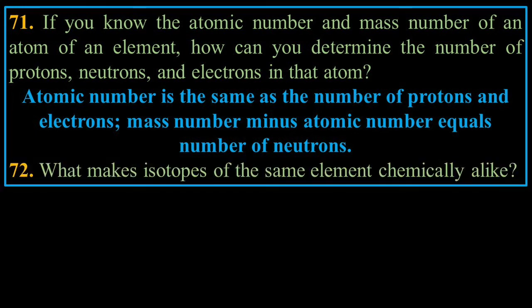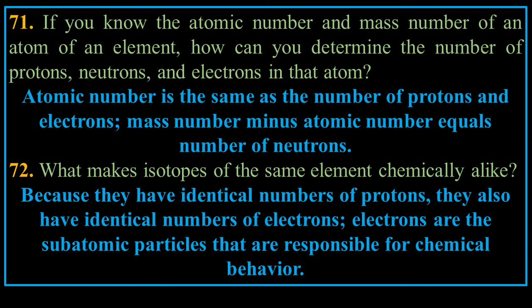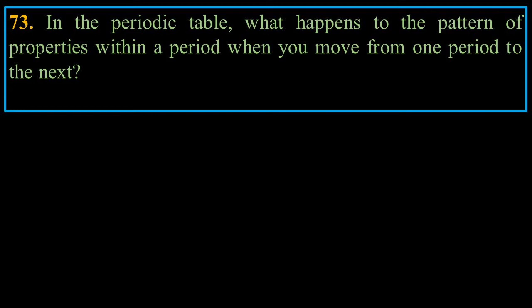What makes isotopes of the same element chemically alike? They're all chemically alike because they have identical number of protons. They also have identical number of electrons. Electrons are the subatomic particles that are responsible for chemical behavior. Now remember, atoms have the same number of protons and electrons.